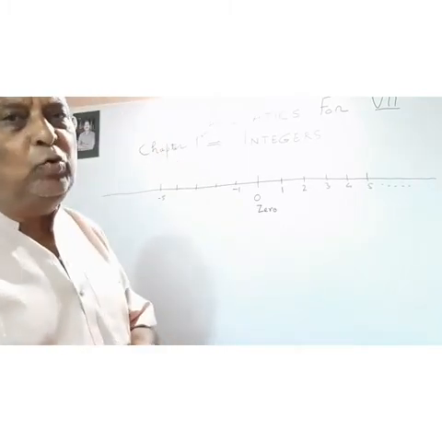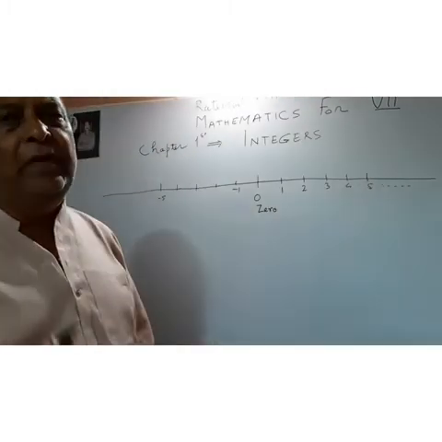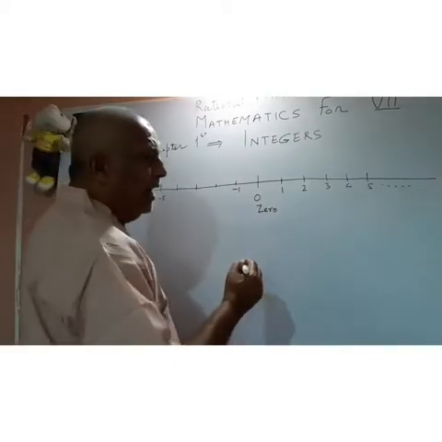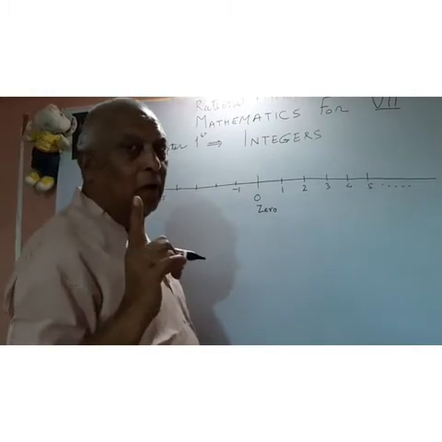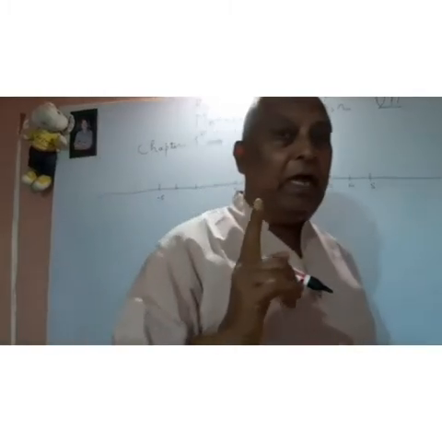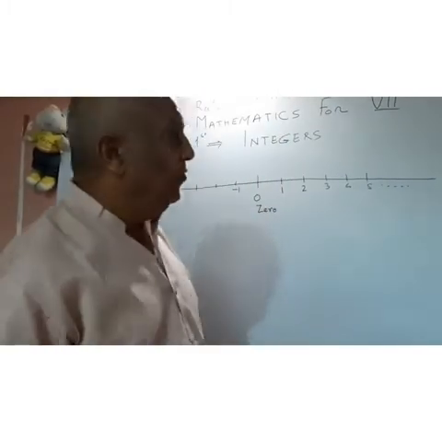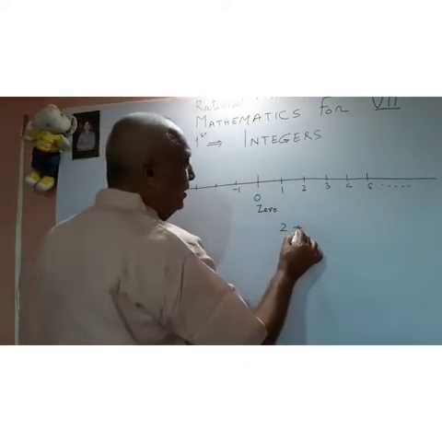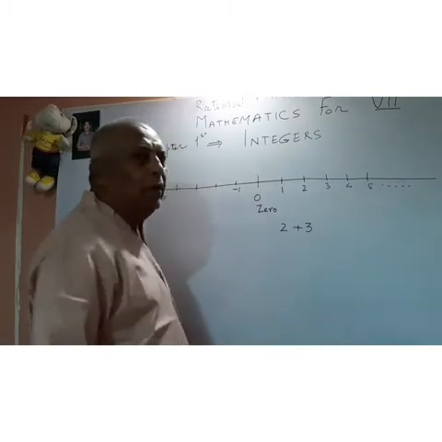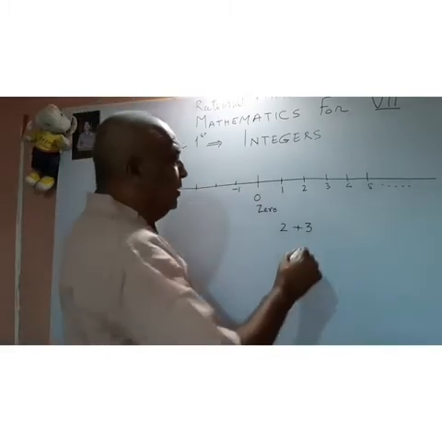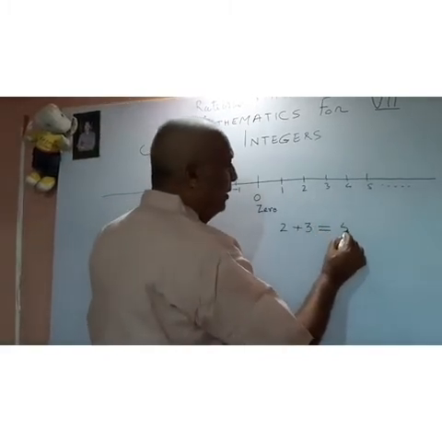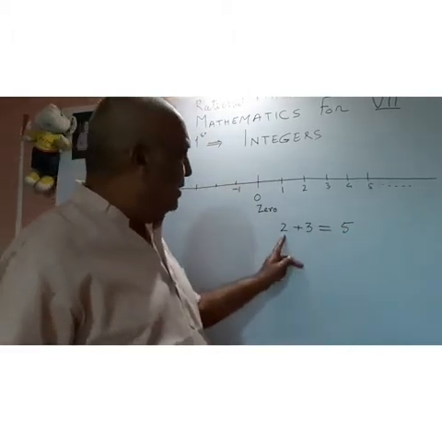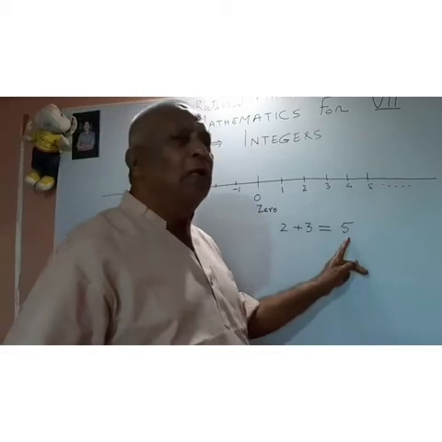If we add two integers, we get an integer. If we add, always notice the word add. If you add two integers, suppose 2 plus 3, you added. You get how much? 5. As well as 2 is integer, 3 is integer, 5 is also an integer.